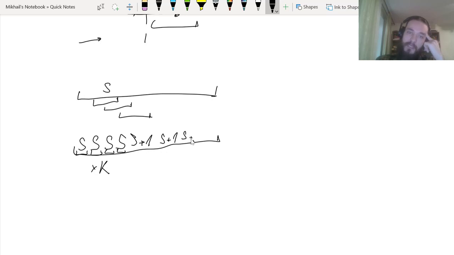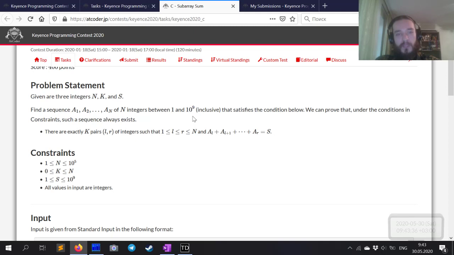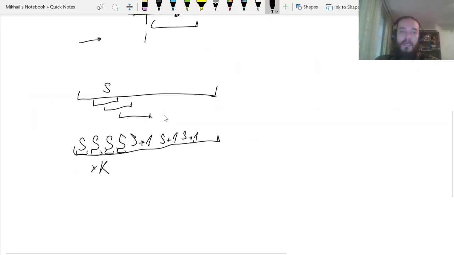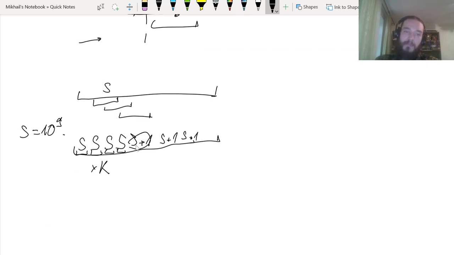So all of the rest can be s plus 1. So we have these k ranges of s, and that's exactly what we want, right? This should work. So let's look at the constraints here. The numbers that we can place cannot exceed 10 to the 9th. So what happens is if s is 10 to the 9th, the number s plus 1 would exceed our limit. So in this case, the solution works unless s is equal to 10 to the 9th.